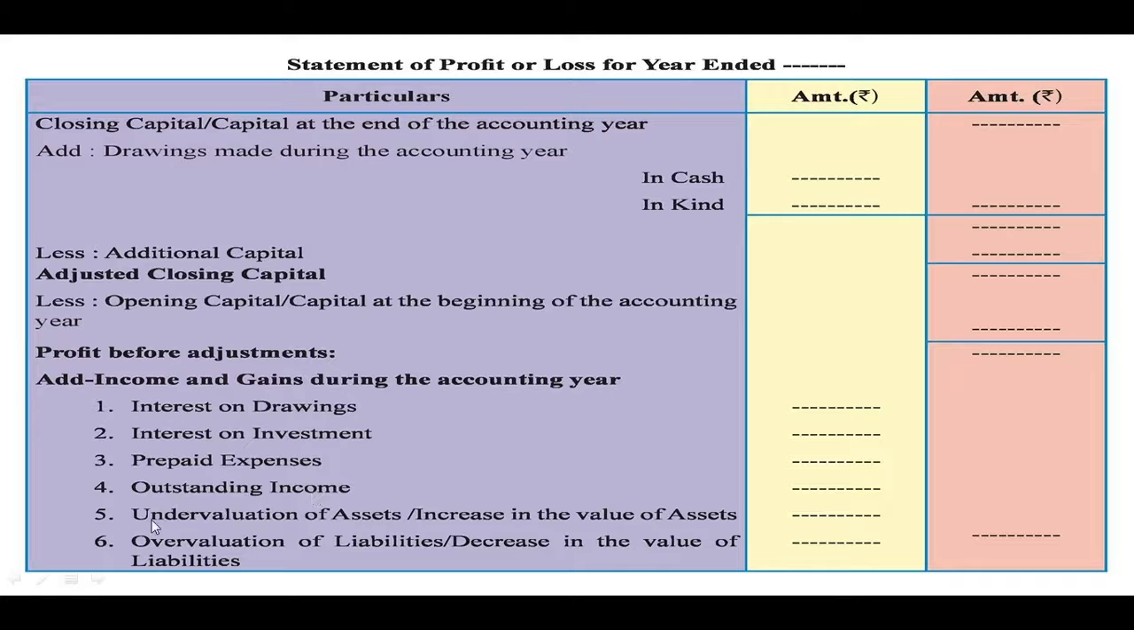Then undervaluation of the asset is added because we have to increase the value of those assets. Then overvaluation of the liabilities is added because in order to get the correct value we have to reduce the value of that liability.